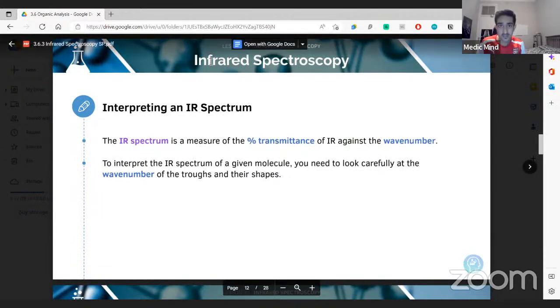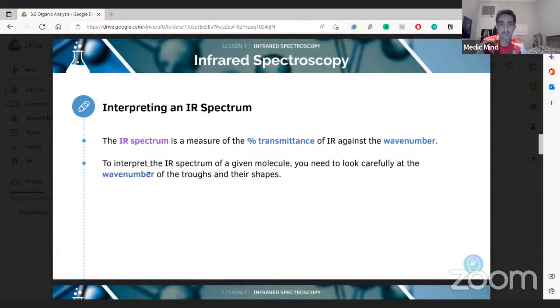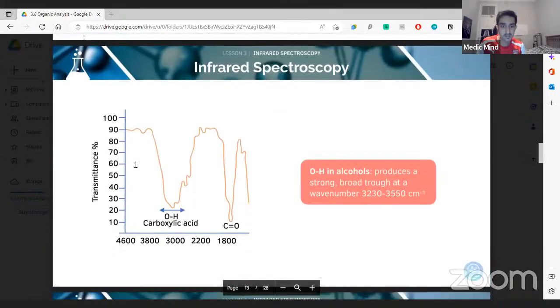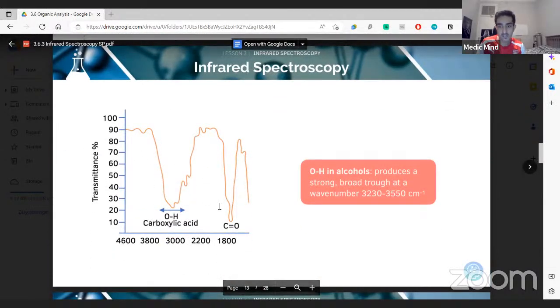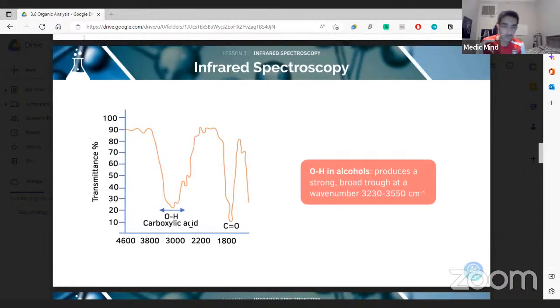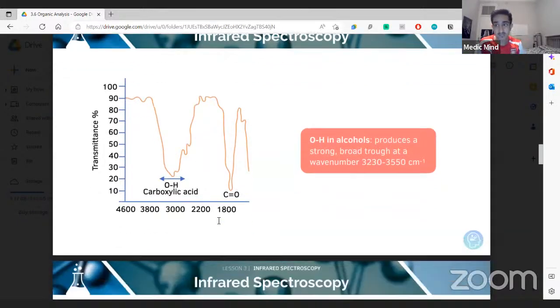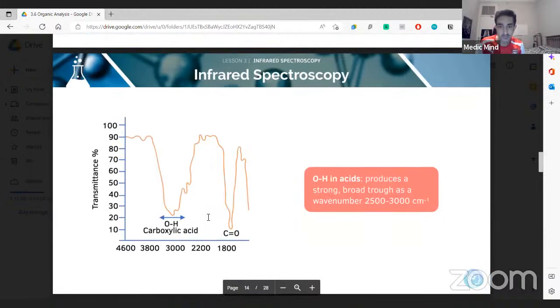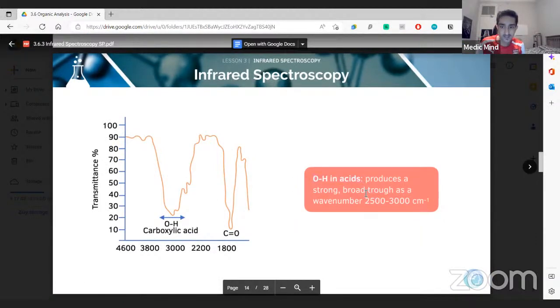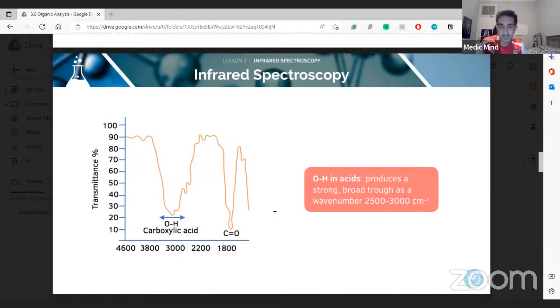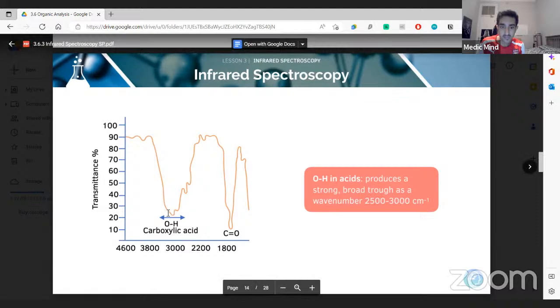Realistically, the best way to think about the IR spectrum is that it's just the amount of energy being absorbed. So you just need to look at the wave number of these peaks. If you see this broad peak between 3,230 and 3,550, you're thinking OH group. And the best way to do that is to compare to your information sheet. An OH group in acids produces a strong broad peak between 2,500 and 3,000.